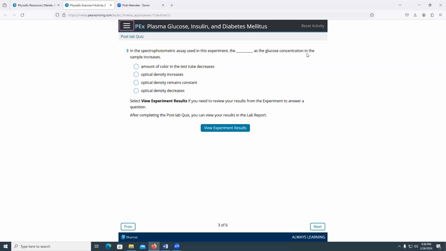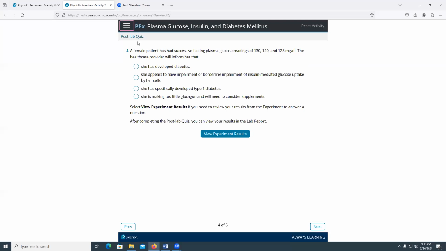as the glucose concentration in the sample increases. So the optical density increases as the glucose concentration in the sample increases. That is true. A female patient has had successive fasting plasma glucose readings of 130, 140, and 128 milligrams per deciliter. The healthcare provider will inform her that she has developed diabetes. Definitely. She has developed diabetes.